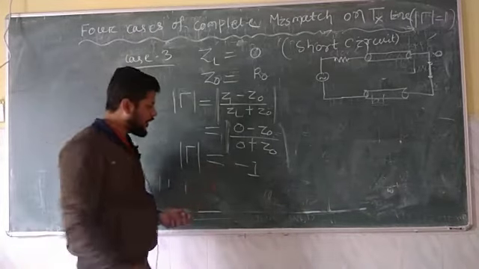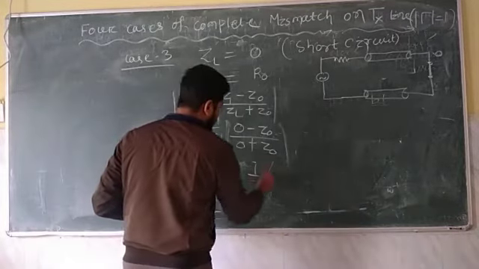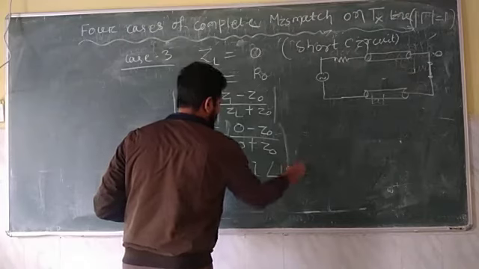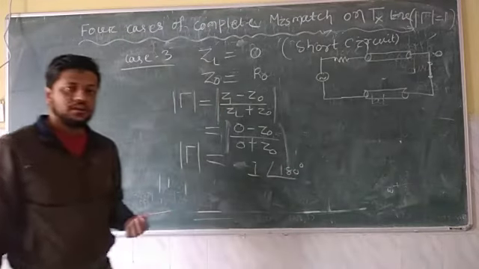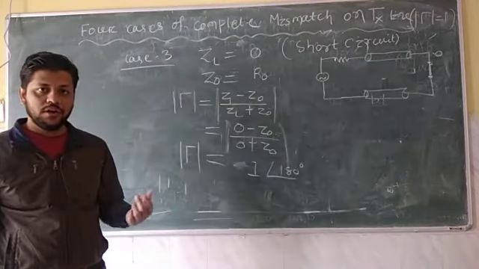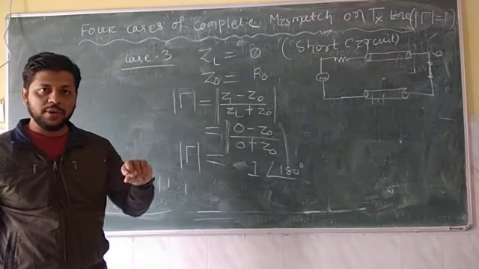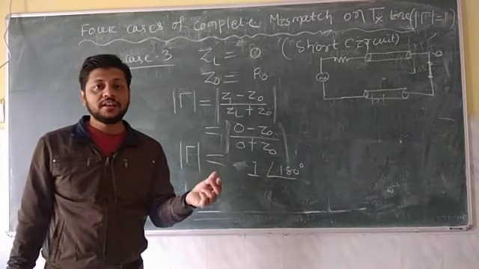And if I write this as 1 with angle 180 degrees, that means reflection takes place, but what is the relation between the reflected wave and the incident wave? It will be 180 degrees phase shifted.